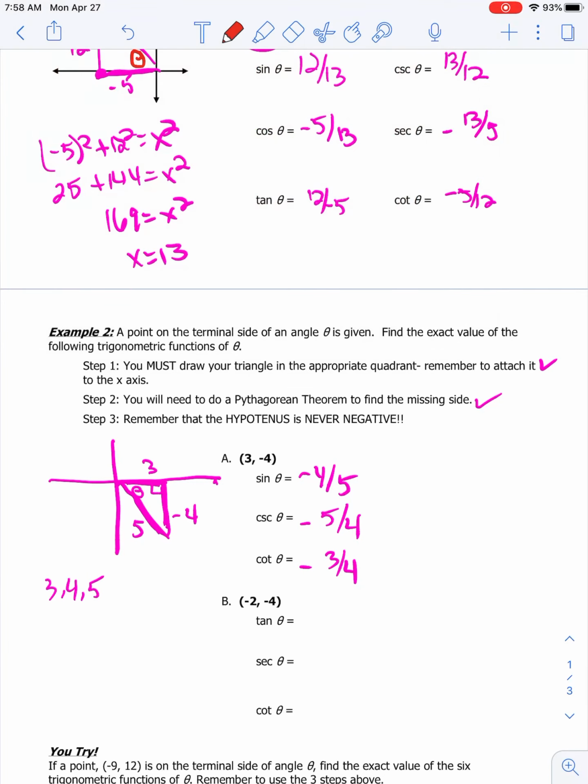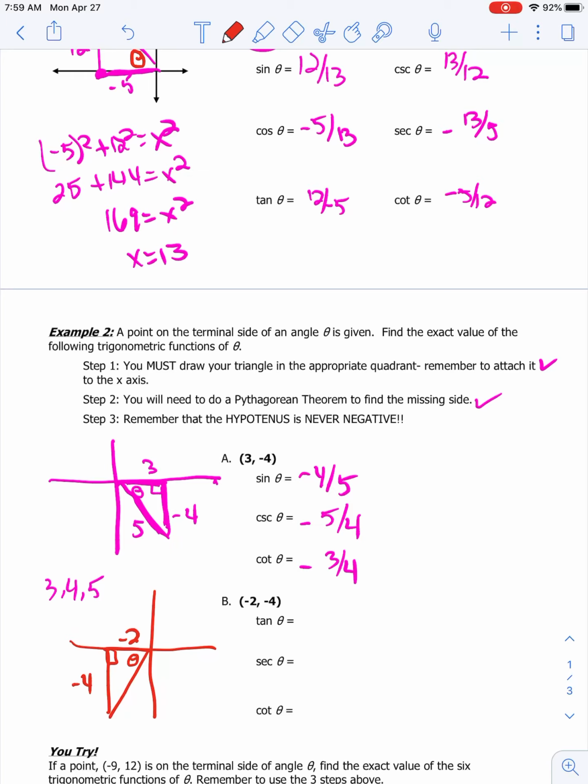Okay, next one, negative 2, negative 4. So negative 2, negative 4, this is 3rd quadrant. It has to touch the x-axis. Your theta has to touch the origin. Do not make your triangle touch the y-axis in any way. Okay? All right, so this one's 2 and 4. It's not 3 and 4. It's not going to turn out nice.